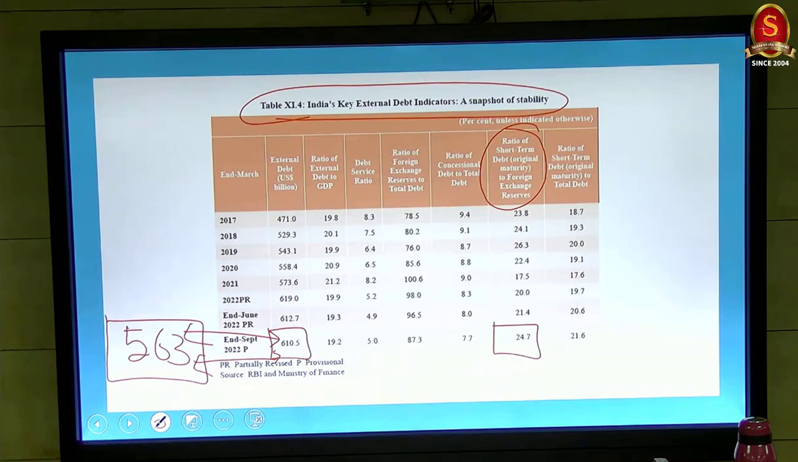Short-term debt. Short-term is 1 year. So within this 1 year, I have to give back $25. So I'll be left only with $75. I have to meet my import bills. I should not fall into crisis. There are so many things, right?